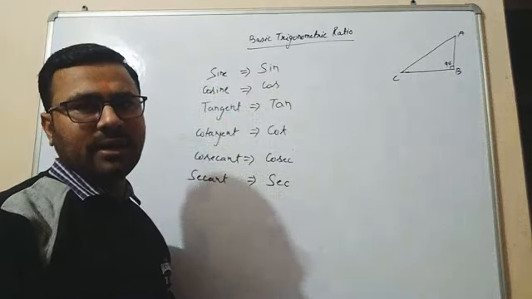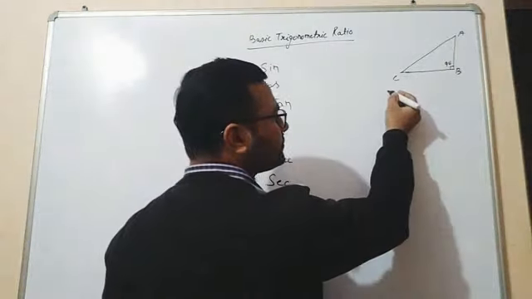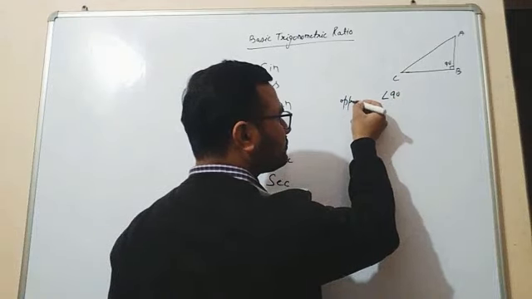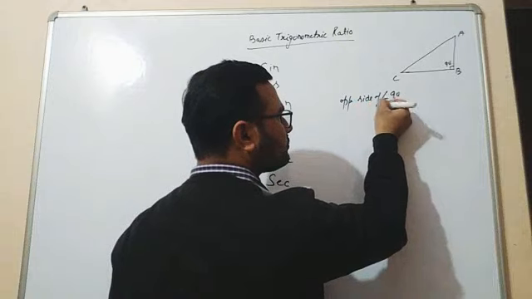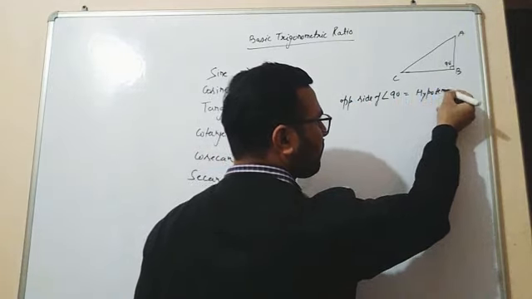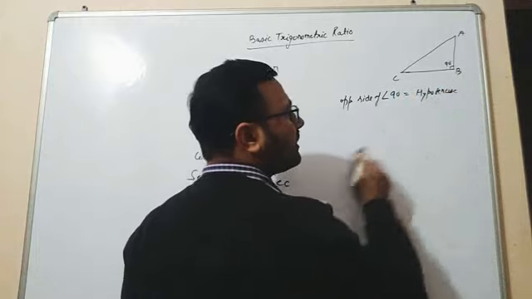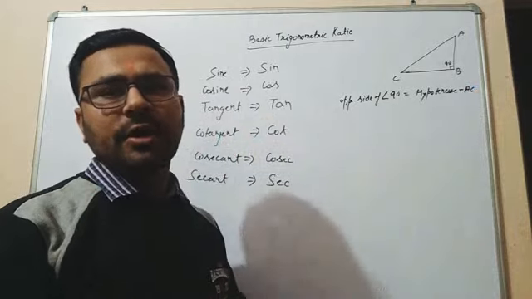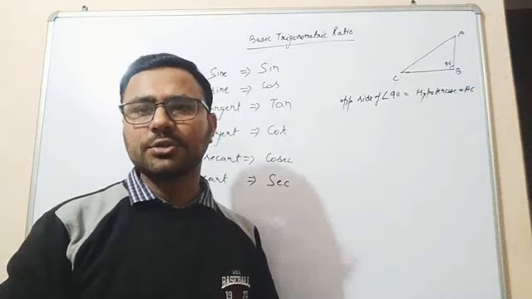Opposite side of angle 90 degree is the hypotenuse. That is AC. But perpendicular and base are interchangeable according to their angle.